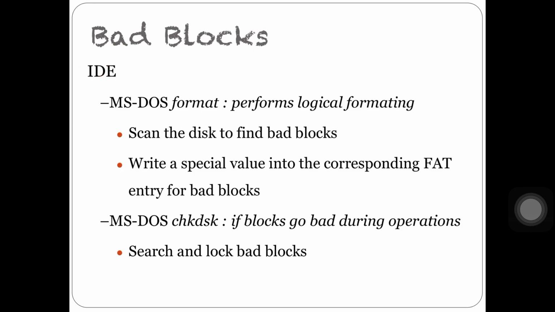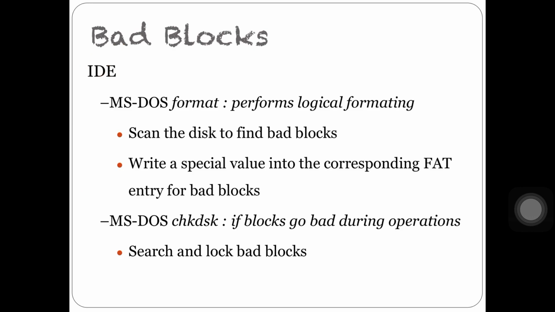Here the bad blocks are handled manually. For example, consider the MS-DOS format. We have a logical formatting as part of the process, which scans the disk to find the bad blocks. If the format finds a bad block, it writes a special value into the corresponding file allocation table entry to tell the allocation routines not to use that bad block.